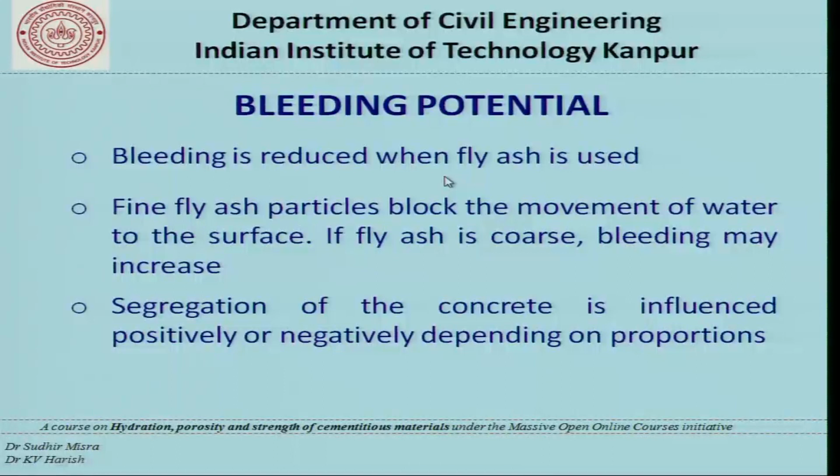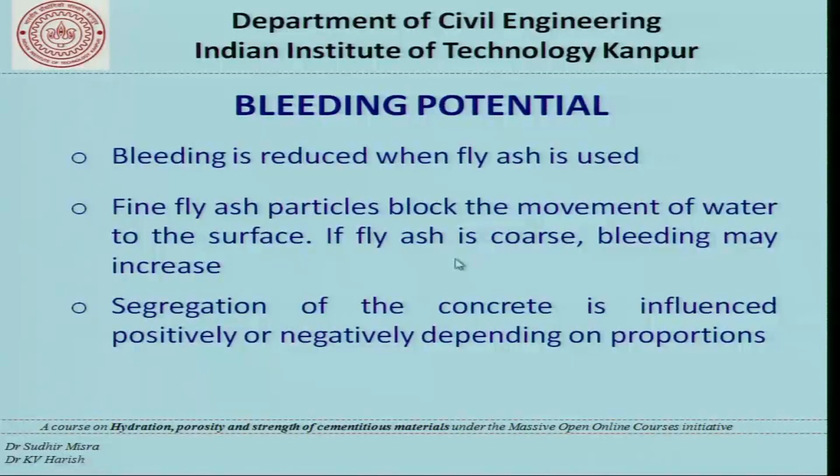So fly ash basically will try to retain the excess water that may be present in high water content mixtures. Fine fly ash particles block the movement of water to the surface. If fly ash is coarse, bleeding may increase. Remember that the particle size distribution is a very important factor that could affect any of the properties that we are discussing. If you recall the particle size distribution of fly ash, we have two size ranges. One is lower than 10 micron, the other is between 10 micron and 45 micron.